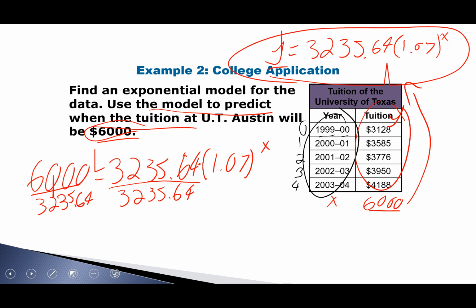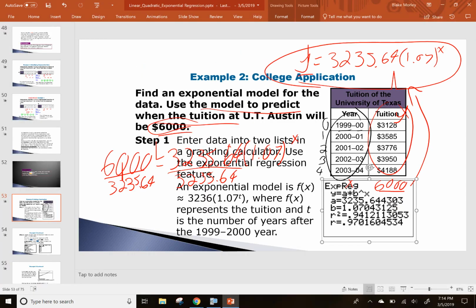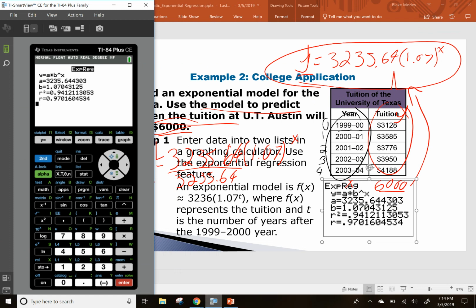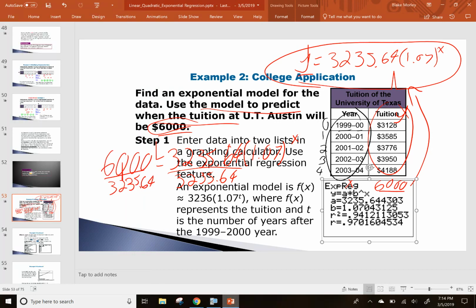So let me pull my calculator up. We'll keep it there. We're going to have 6,000 divided by that 3235.64. And we get 1.854.